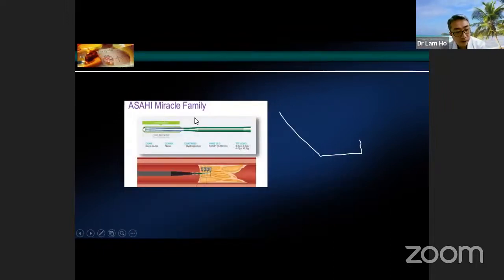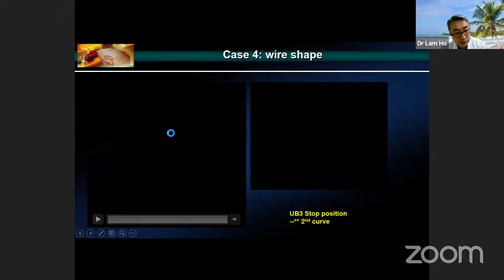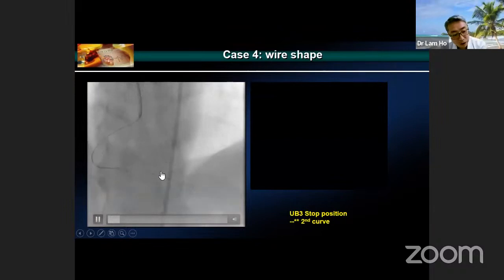This is the picture to illustrate the Muenkaew family. Of course, put a wire over there, then Crusade, and then you bring your shaped UB3 down to the PD, then pull back and search out the entrance, search the proximal cap, and then puncture through it, just like this. Okay, search and then puncture.